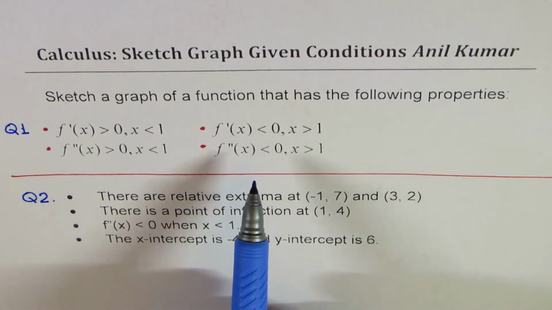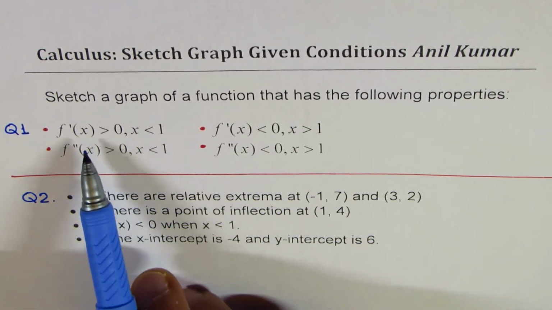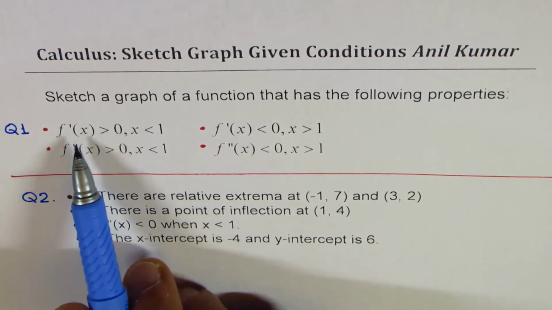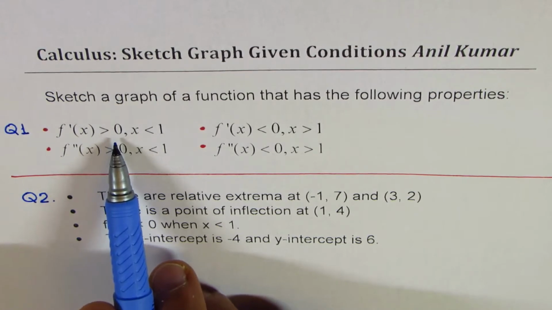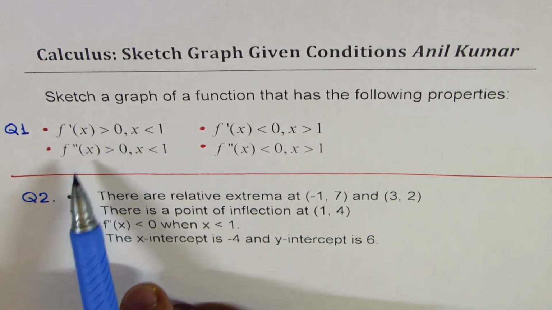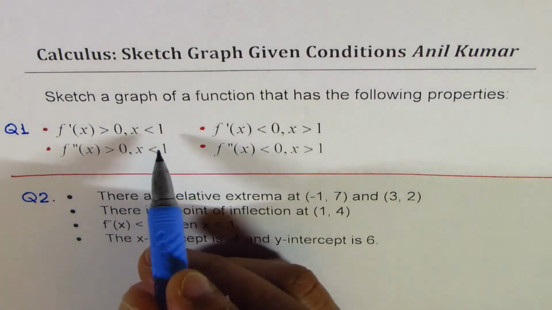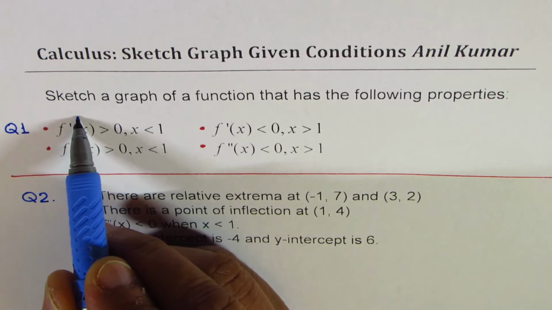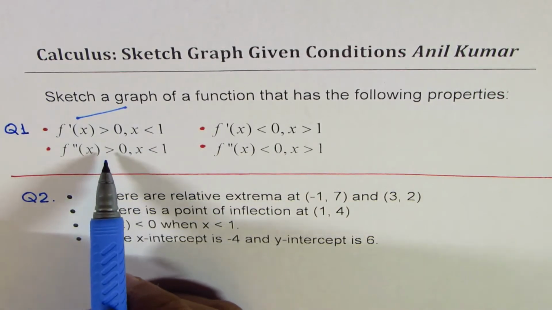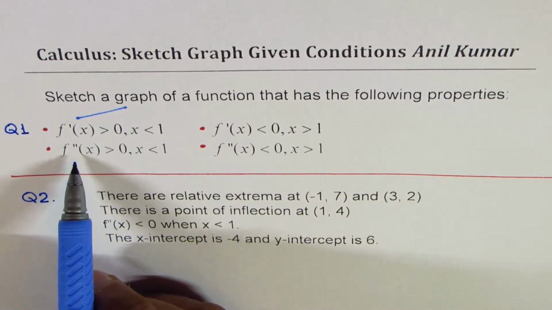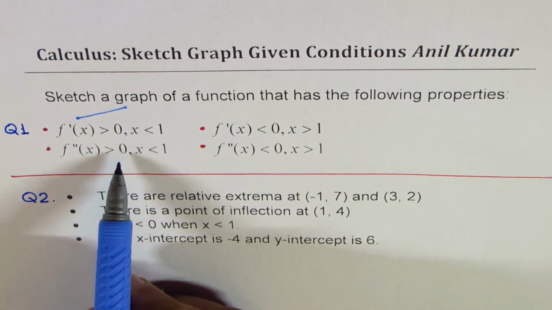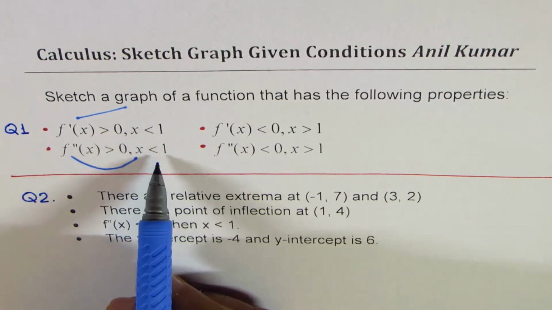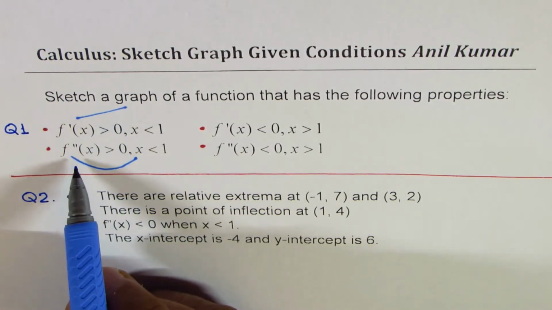Now let's see how to solve. Here, when I say that first derivative is greater than 0, it means the function is increasing. So this condition says that when x is less than 1, the function is increasing. And the second condition, which says second derivative is greater than 0, really means it's concave up. So when x is less than 1, the function is increasing and concave up.